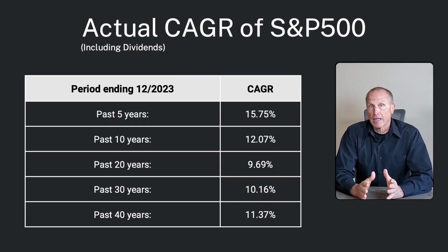For example, look at the rates of return for the S&P 500 with the dividends it pays for the periods ending in 2023. In the past 5 years, it's averaged 15.75%. In the past 10 years, it averaged 12.07. 20 years, 9.69. 30 years, 10.16. And the last 40 years, 11.37.